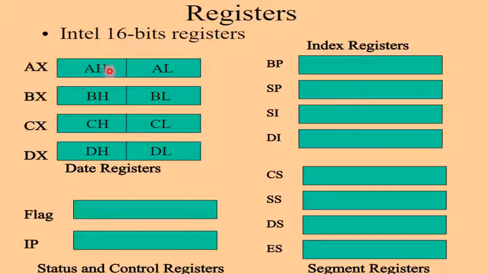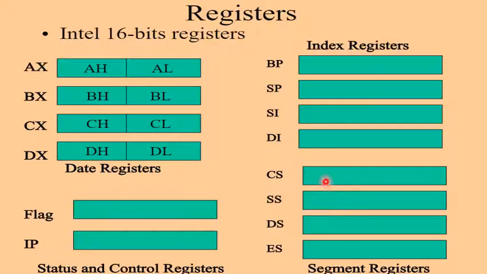The AH, AL and DH, DL registers are used during multiplication, division and IO instructions. The CH register and CL register are used for loop, shift and repeat count operations. And the BH and BL register is used as a base register, similar to that of the 8086 microprocessor. Let us now discuss the segment registers.